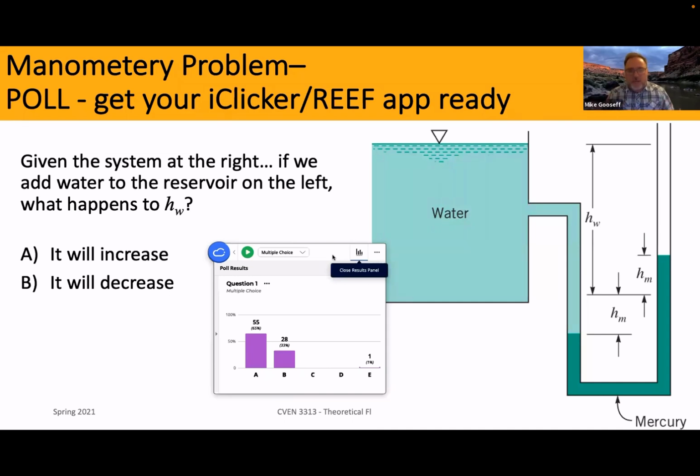Now, this is just sort of a gut check. We're not going to go through the math to demonstrate that, but essentially both the HMs will increase a little bit, but remember they're increasing very slightly compared to HW simply because they have a much higher density than water, right? The mercury does.